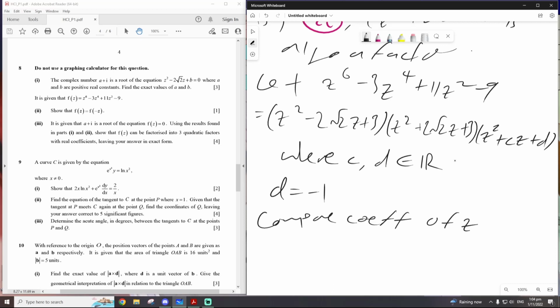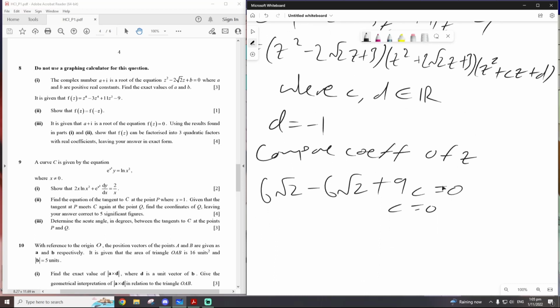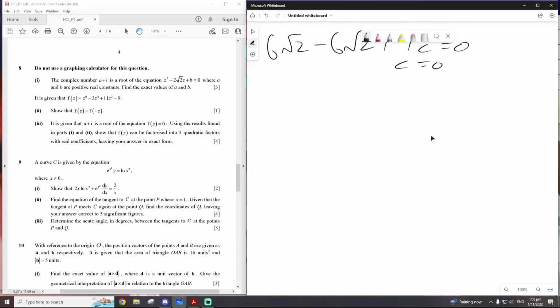So to compare the coefficient of z, I take negative 2 root 2 times 3 times d, so that I get 6 root 2. I repeat the same with 3, 2 root 2, and negative 1, so I get minus 6 root 2. Finally, 3, 3, and c itself, plus 9c equals 0, so therefore c is 0. Okay, so yeah, and then go ahead and answer the question from there. Okay, let's just write down z squared minus 1 as the last factor.